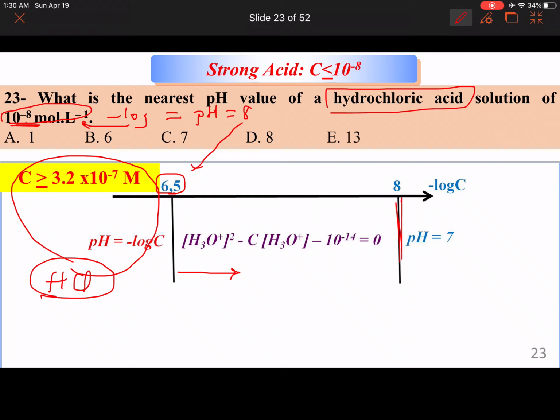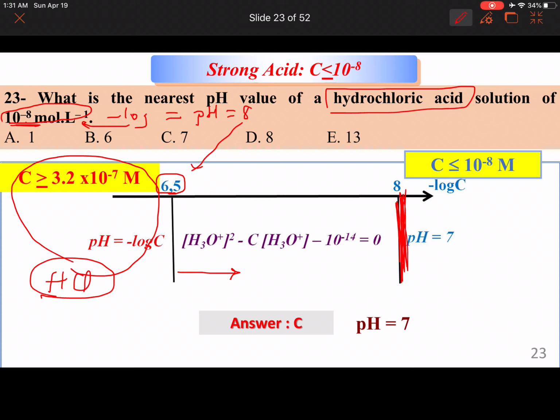And in the case when the concentration is equal to or less than 10 to the minus 8, well, that's actually when only water contributes to the pH of the solution, and actually HA is negligible in the solution. Okay, so I can remove HA and it's no longer going to affect my pH. And what is the pH of water? You all know that the pH of pure water is 7. And that's the number. So the answer is 7.